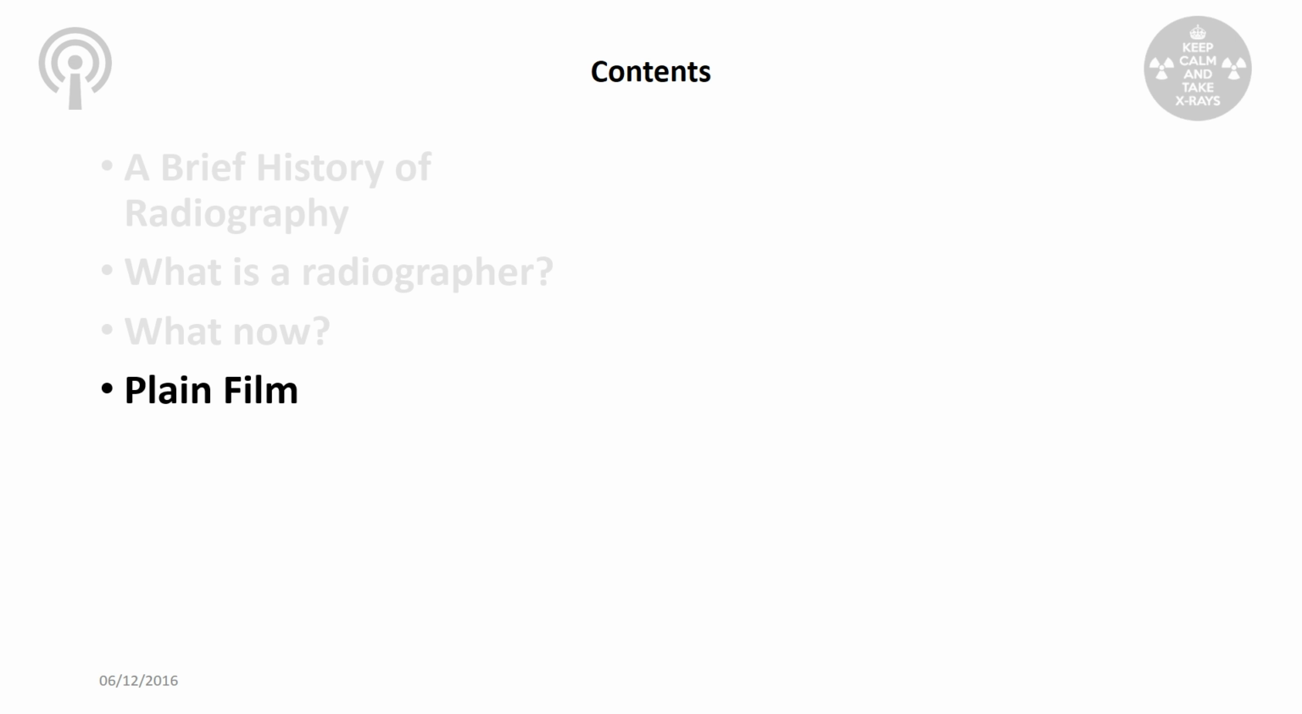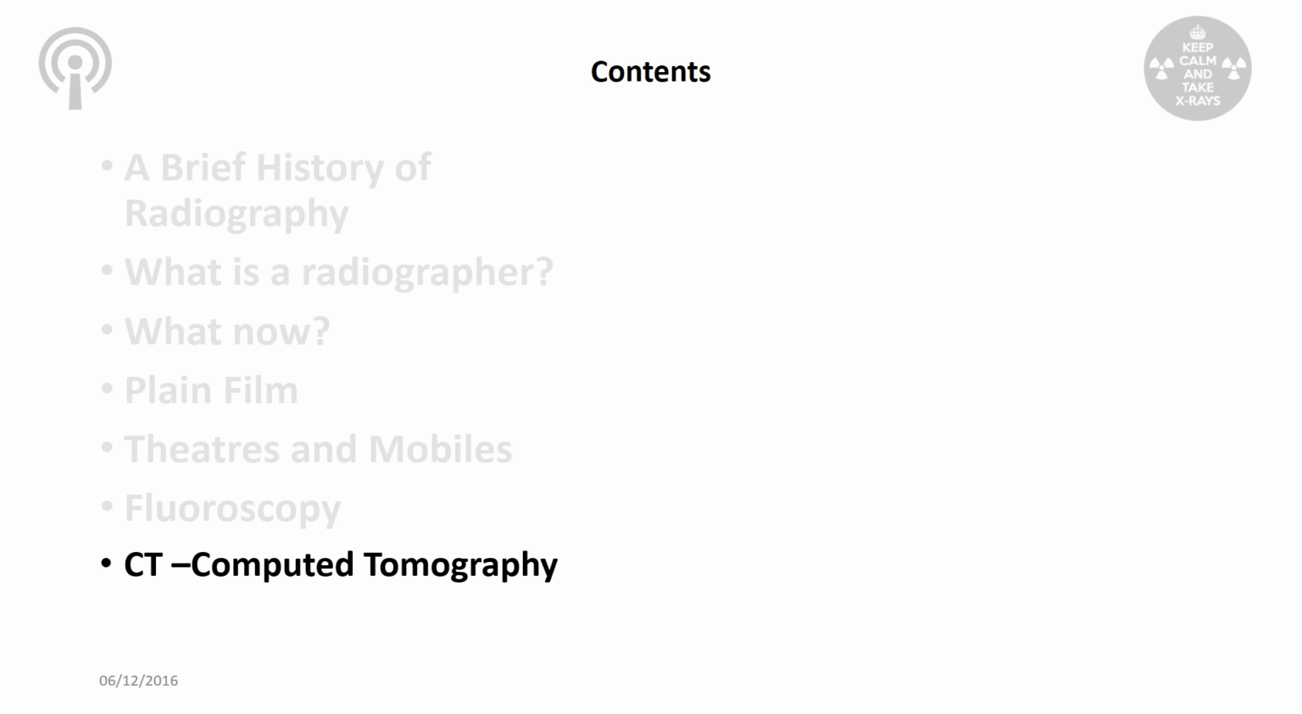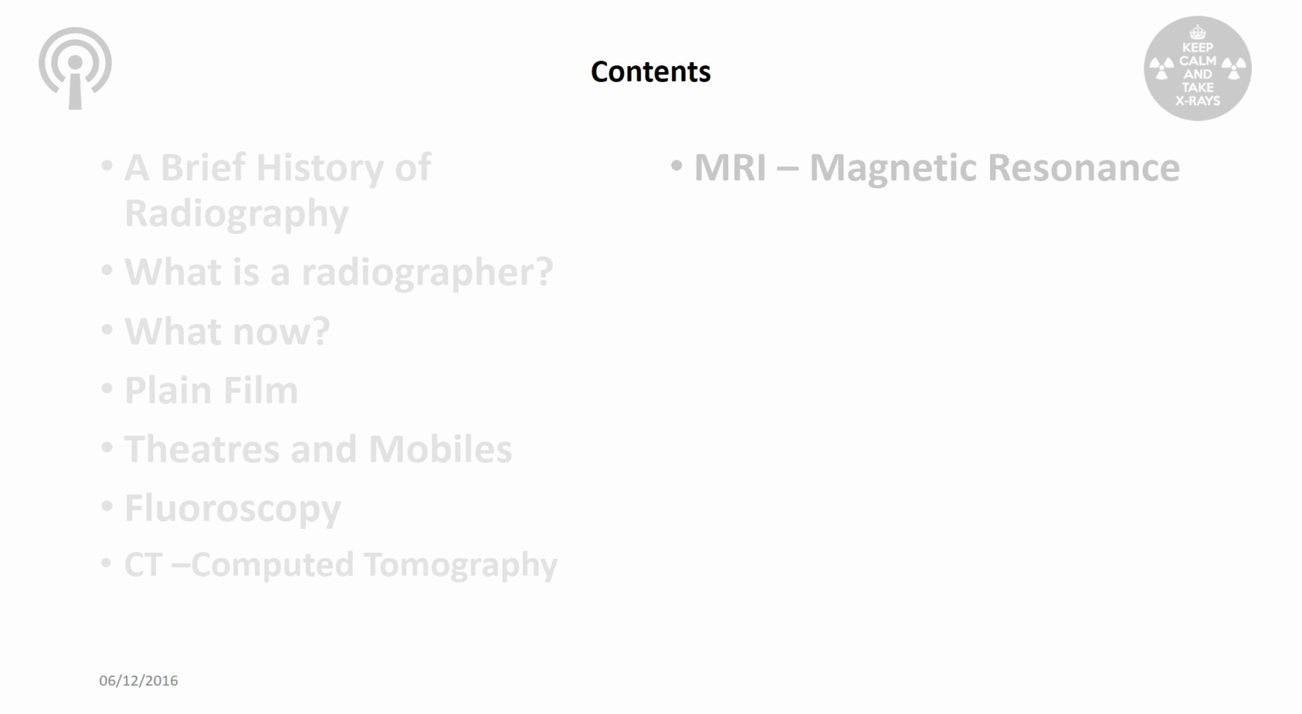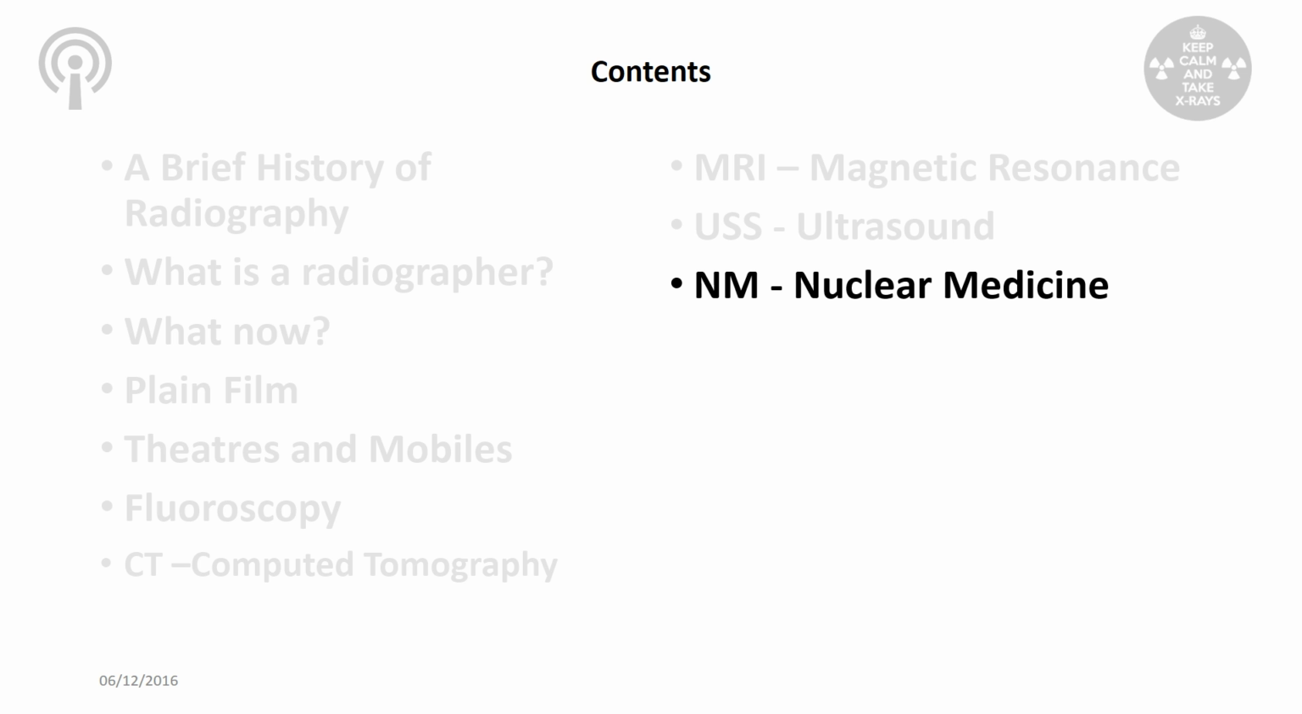Then we're going to look at plain film. It doesn't really refer to wet film anymore, but it's a term that's kind of stuck. We're going to look at theatres and mobiles, so doing radiography in a theatre and doing X-rays elsewhere in the hospital. Fluoroscopy, very similar to theatres and mobiles, apart from that they have dedicated rooms rather than taking a generic machine to theatre. Fluoroscopy rooms have specific purposes, for dirty and clean procedures, and have different types of table movement. Then we have CT, formerly CAT, MRI, ultrasound, and nuclear medicine.